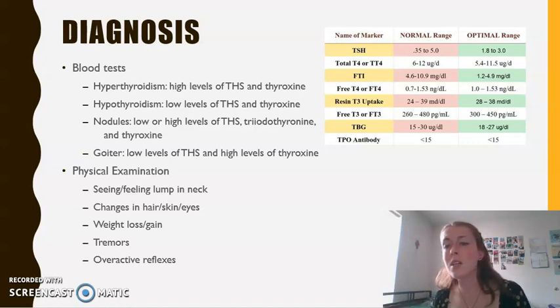Physical examination can also be one of the ways we diagnose these things. Like I said, those goiters and those nodules can be seen when they get really bad. Then you have that weight loss and weight gain due to the basal metabolic rate changes with the hyperthyroidism and hypothyroidism. That changes in your skin, your hair, your eyes. Then you have those tremors or overactive reflexes sometimes.